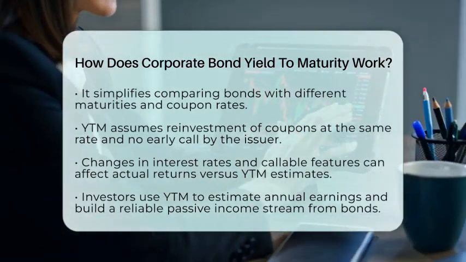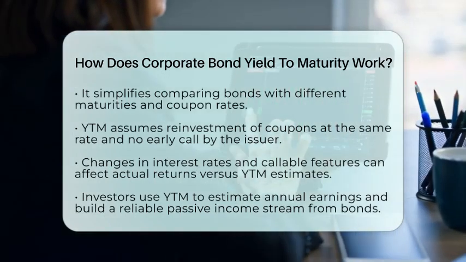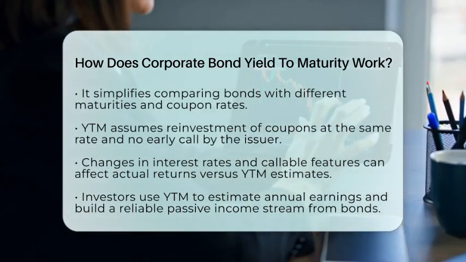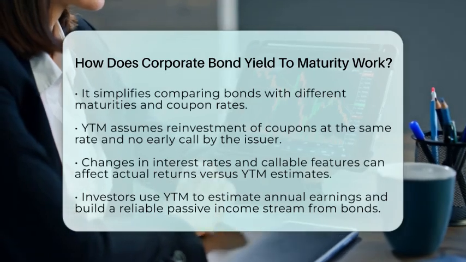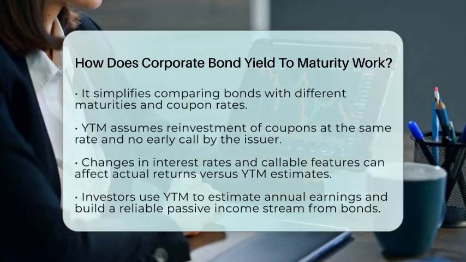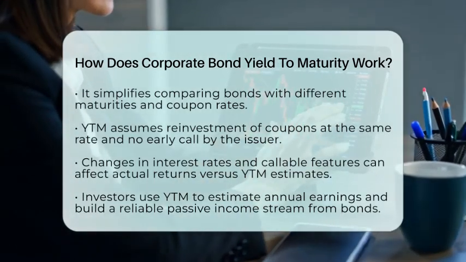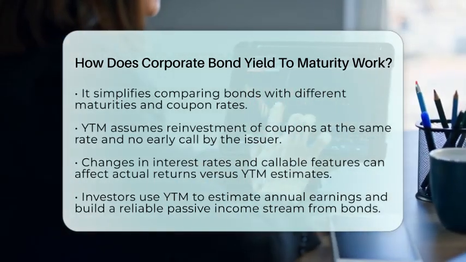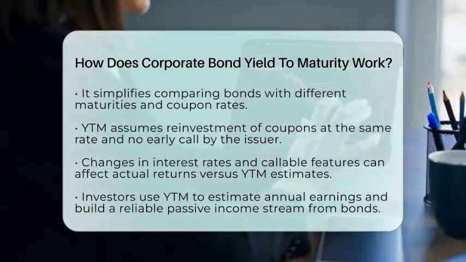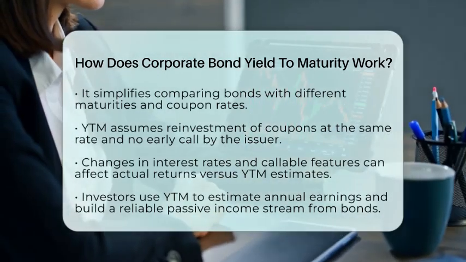In practice, investors use yield to maturity as a guide to estimate what they can expect to earn annually if they buy a bond today and hold it to the end. It helps in building a portfolio of bonds that generate reliable income over time. By focusing on bonds with yields that align with your income goals and risk level, you can create a steady stream of passive income through bond and fixed income investments.